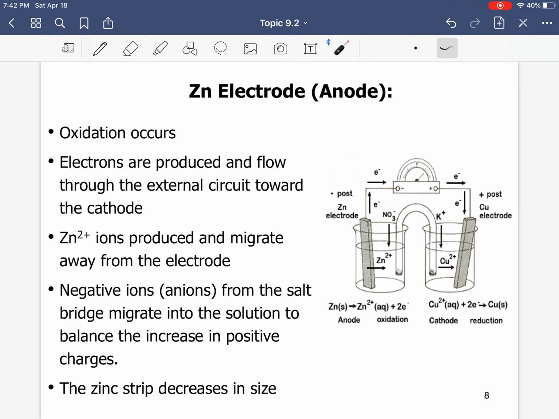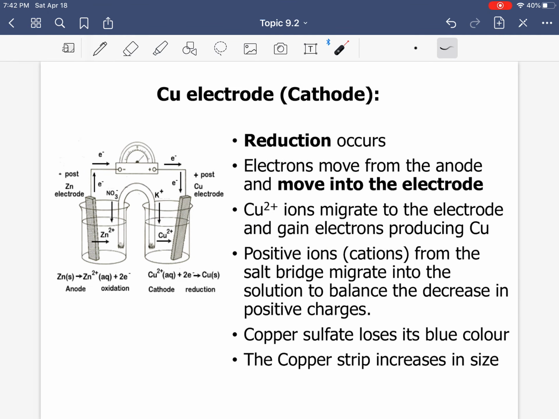All right, so here it is, showing you exactly what the anode is doing. Oxidation occurs here, and the electron is going to go through the wires. That's the whole point of the anode. And the other side, which is the cathode, is taking in the electron, which is a reduction reaction, showing you exactly how this whole thing is put together.